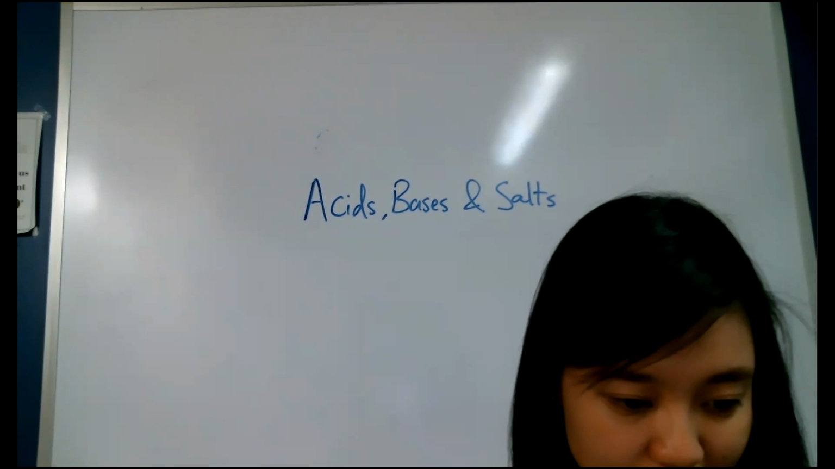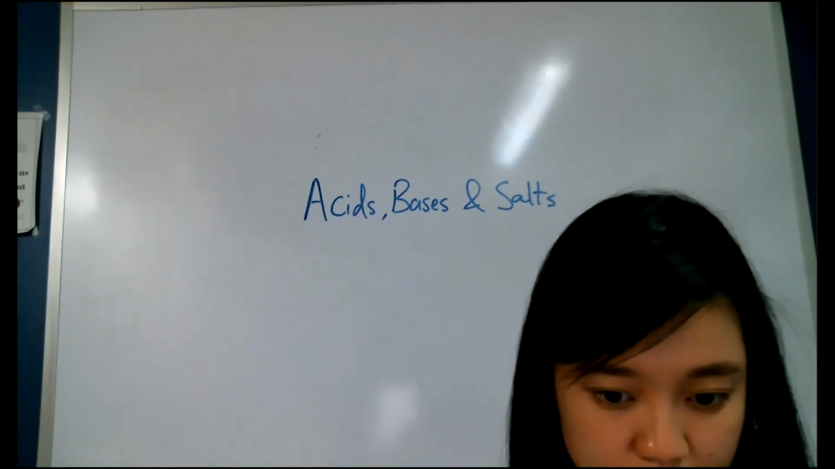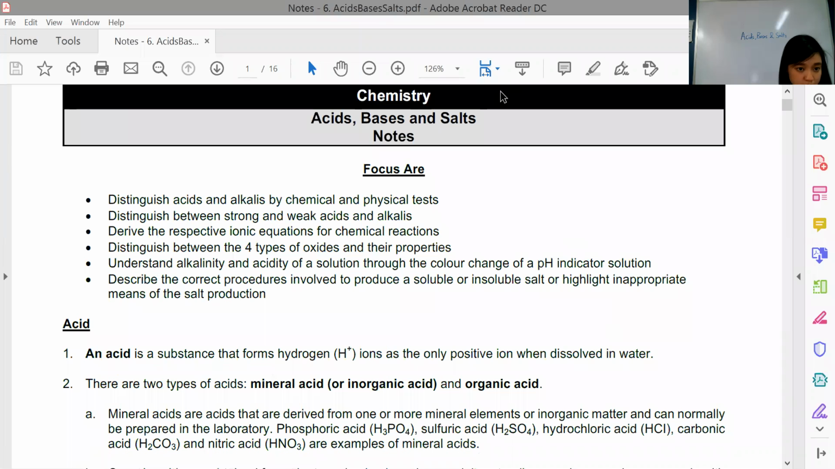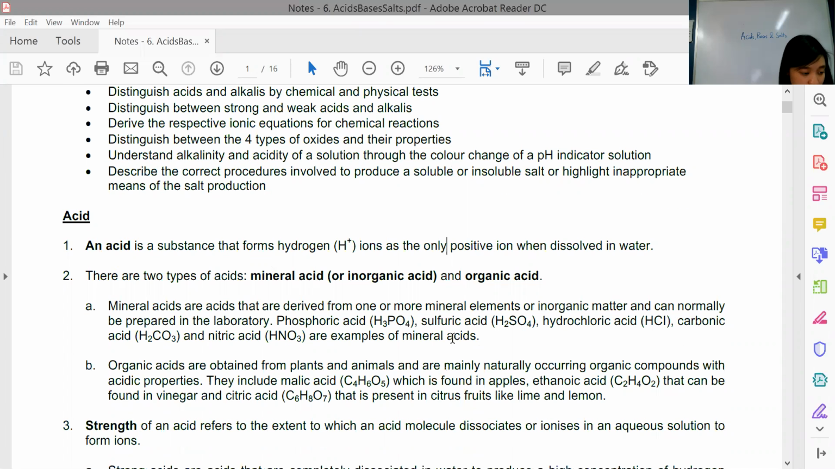Let us look at acids today. An acid is a substance that forms H+ ions as the only positive ions when dissolved in water.